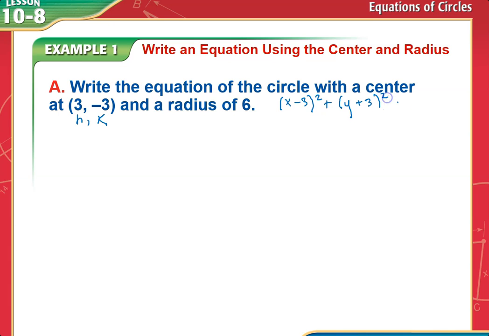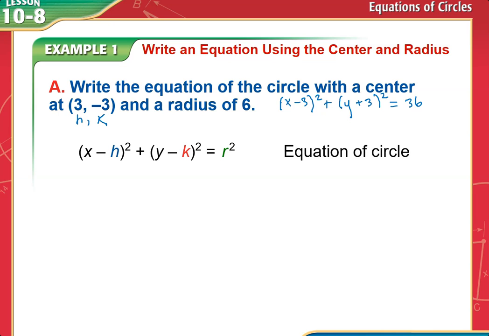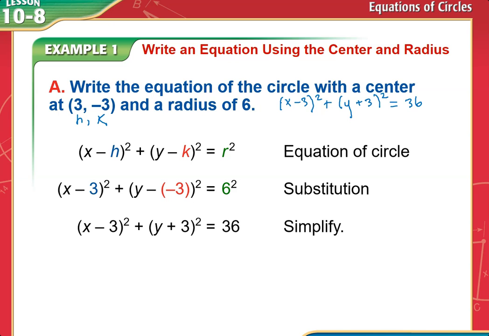We're going to square that, and then we're going to set that equal to the radius squared, which will give me 36. So we have the equation of the circle. Substitute in our h, k and our radius, and then clean it up. So my answer: (x minus 3) squared plus (y plus 3) squared equals 36.